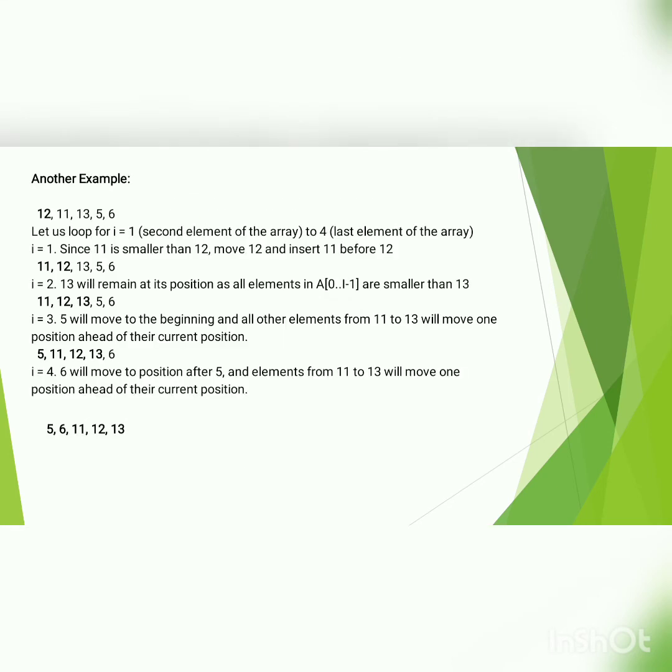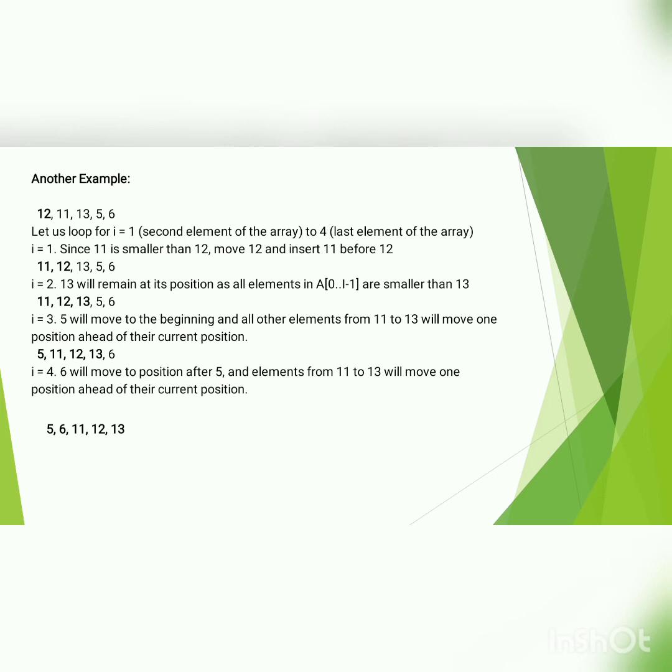Now we will discuss another example in which the array size is 5 and the elements are 12, 11, 13, 5, 6. Always the array starts from 0 to n. Now we are incrementing i, so i becomes 1. Since a of 1 is 11 and a of 0 is 12, and 11 is smaller than 12, move 12 and insert 11 before 12. Now the array becomes 11, 12, 13, 5, 6.